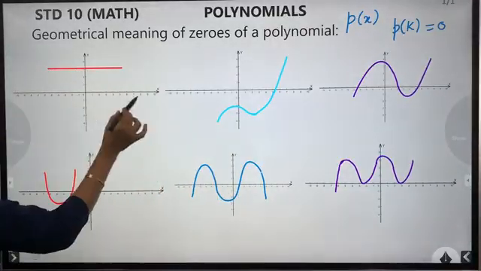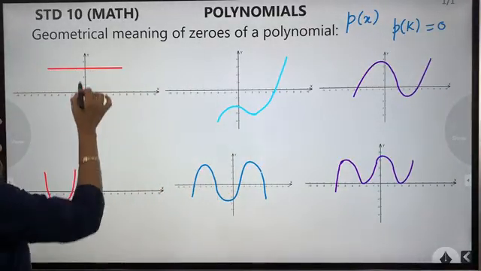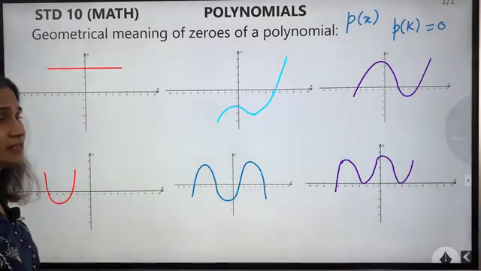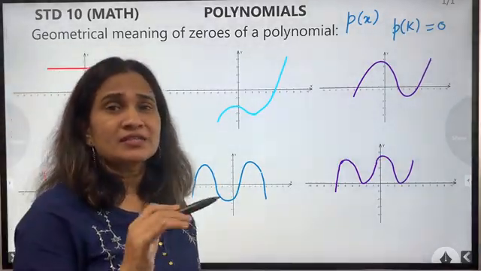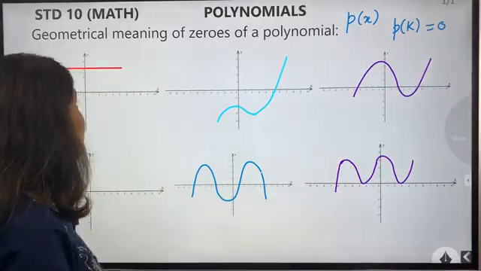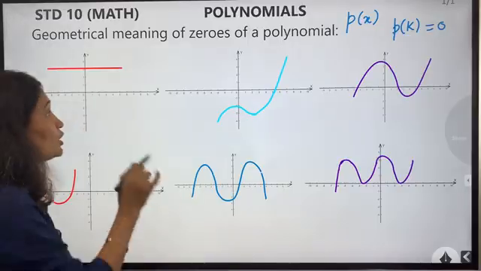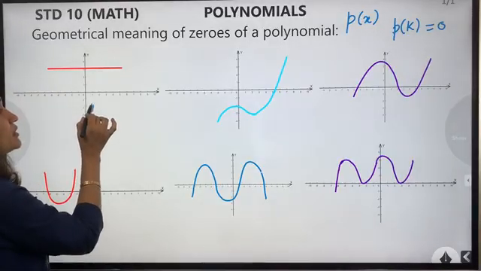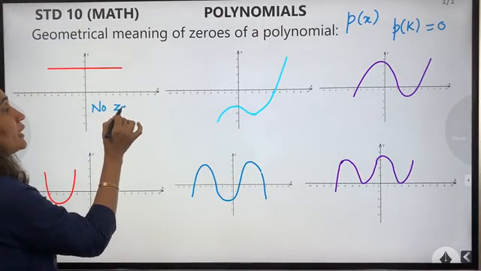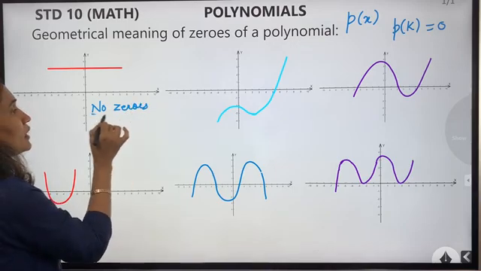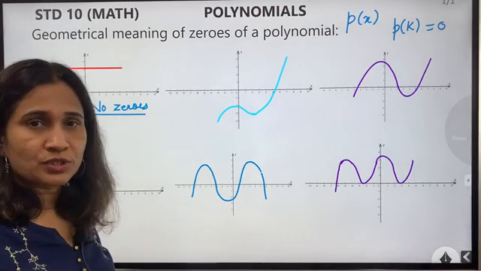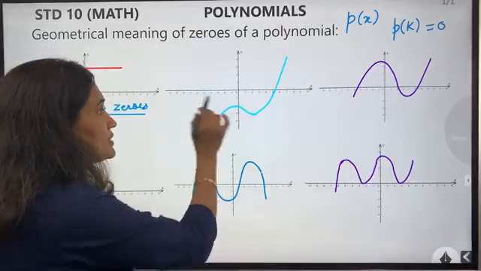So when I look at the graph, children, this is your x-axis, this is the y-axis, this is the graph, the red line is marking the graph. It's a straight line graph. But what do you see? That this line is not touching the x-axis at all. So how many zeros will it have, children? It will have no zeros. It means this polynomial has no zeros over there. Coming to the second graph.